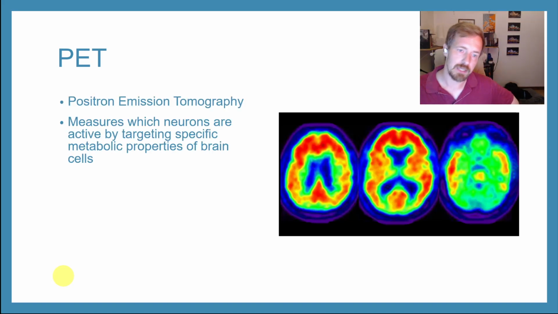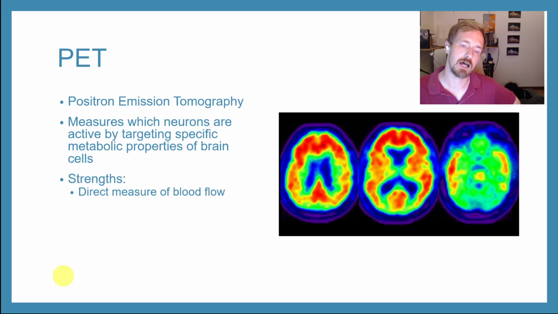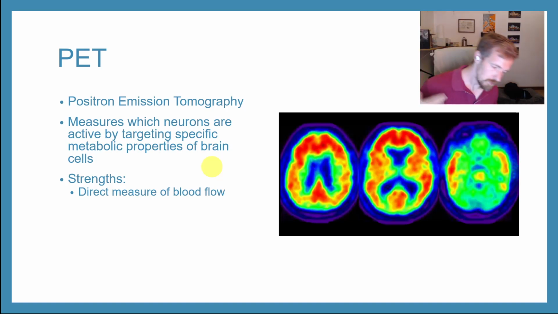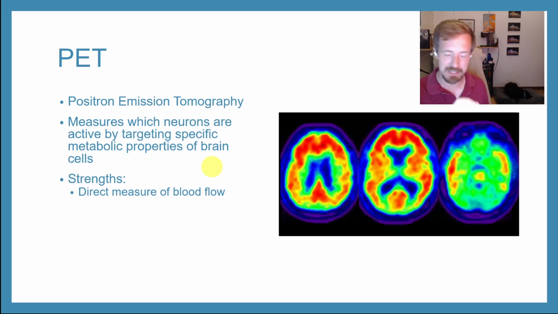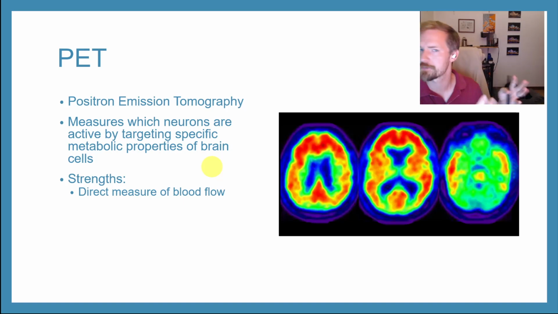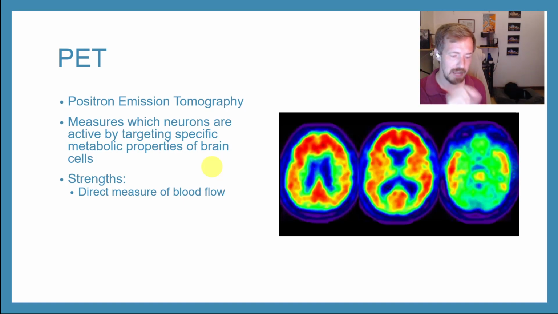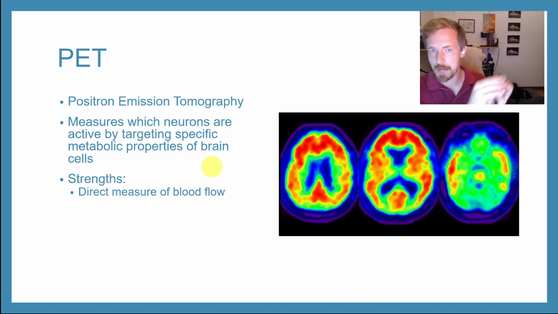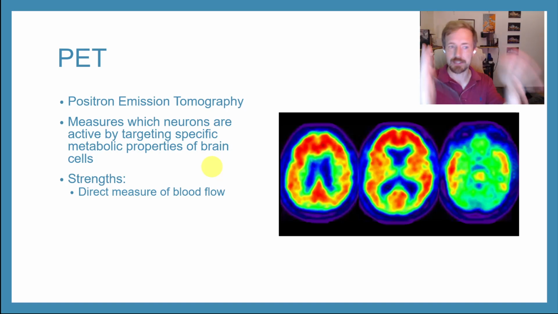PET imaging is positron emission tomography, and this is where you attach a radioactive tracer. You inject it into someone's arteries. That goes into their blood system. That specific radioactive tracer is meant to bind onto usually a specific neurotransmitter, where maybe you're going to have a radioactive tracer for dopamine. And so you inject somebody with that, and then you scan their brain to see where those radioactive isotopes have gathered. That is how PET works.